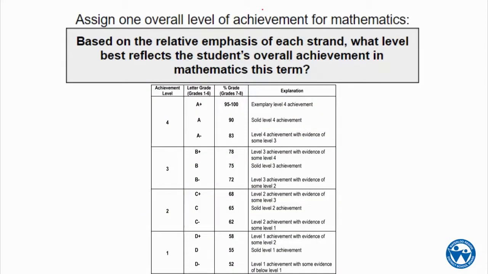Professional judgment is really important here. You've looked at student achievement across strands and recognize there's a greater emphasis on one or two strands. You now determine what level or mark best reflects the student's overall achievement in math for the term. Following a process allows us to be systematic and purposeful in our thinking. We know our students, and we reflect on our learning focus and the data that we've gathered so far. We can trust our professional judgment in assigning an overall mark.